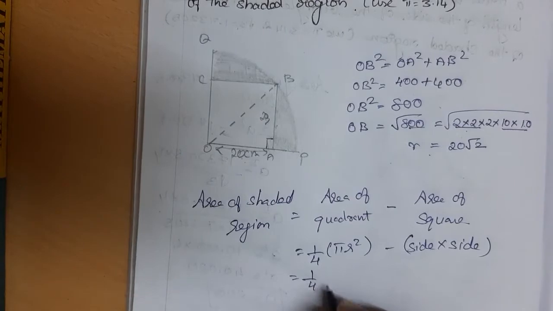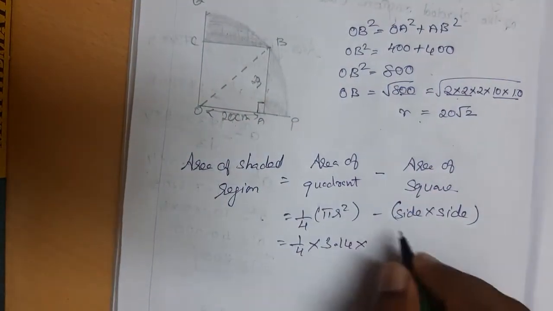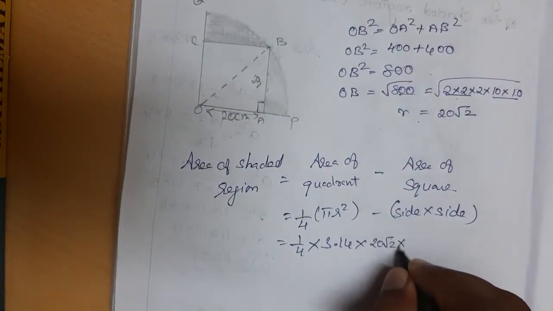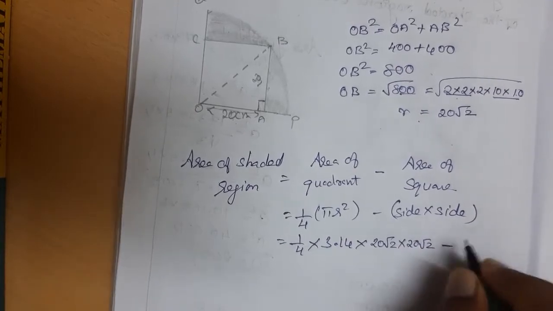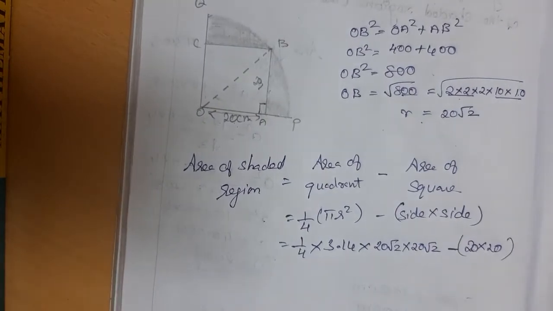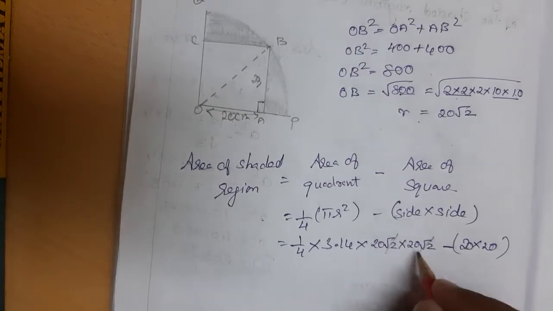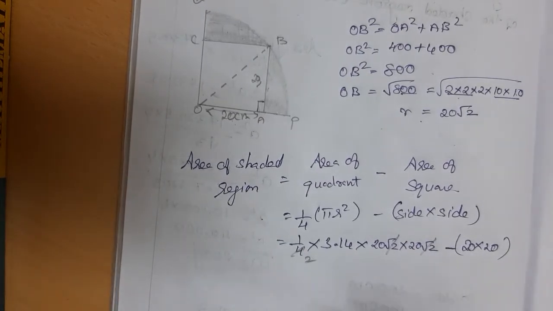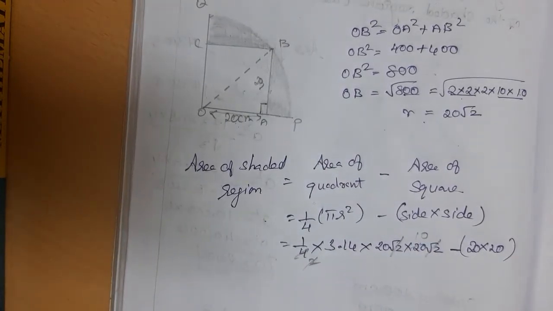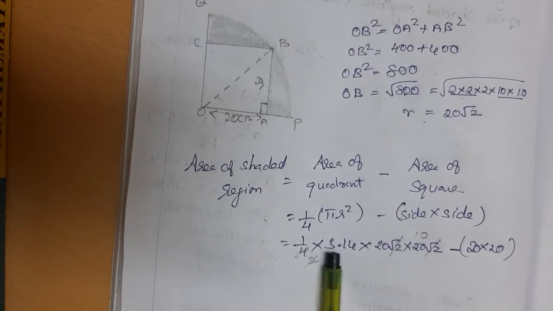So 1 by 4 into, they said to use pi equal to 3.14, 3.14 into the radius, which is 20 square root of 2, into 20 square root of 2, minus the side 20 into 20. So square root of 2 into square root of 2 is 2, and this will cancel 2 four times, and this 2 and 20 will cancel for 10 times. So 10 into 3.14 will become 31.4.